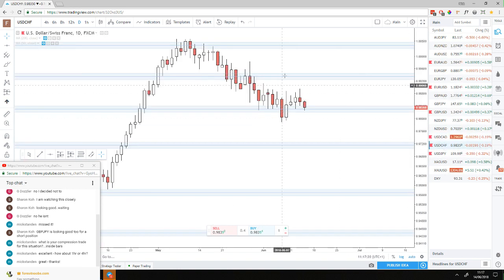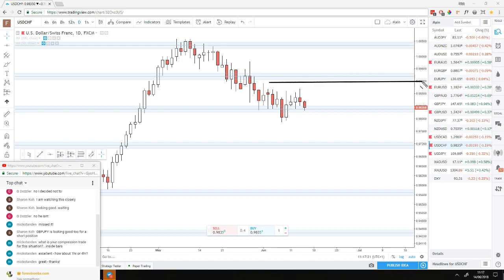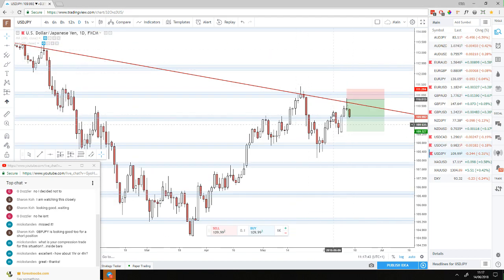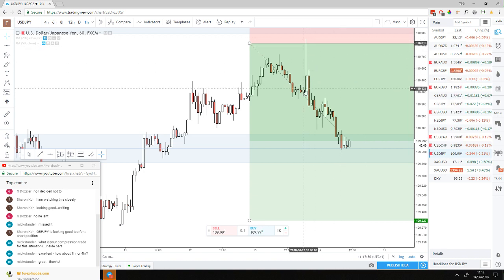Same goes for USDCHF. I was hoping for it to push up to around, sorry, that's my cats fighting. I was hoping for it to push up to here, but it just never quite happened. It didn't get high enough. But USDJPY, that one got high enough. That one pushed up so much compared to the others from this spike up that it triggered me into the trade.